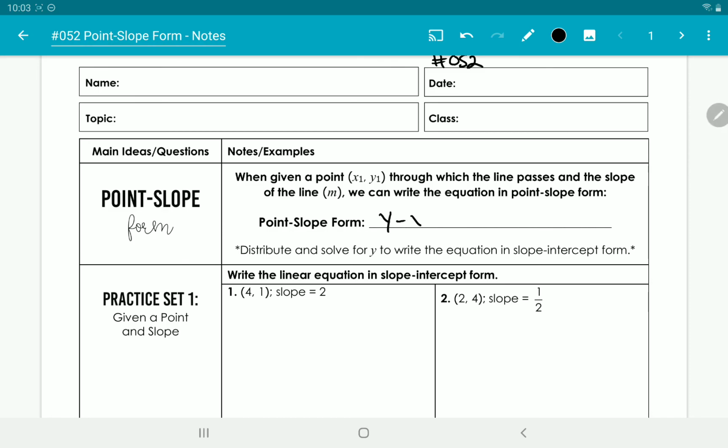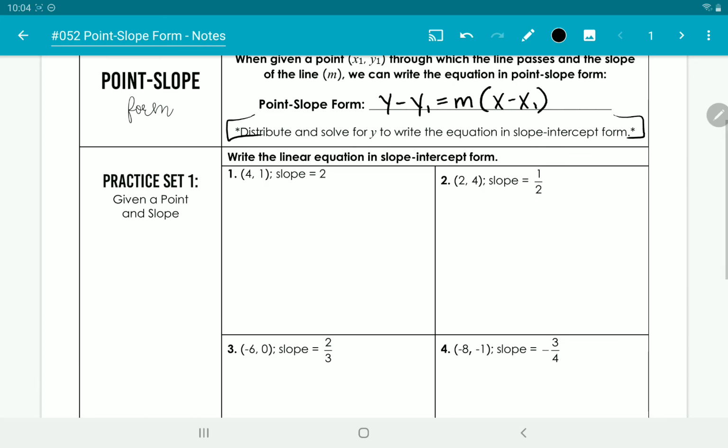That's just going to be y minus y1, so the y value of the point, equals the slope times x minus x1, which is just going to be the x value of the point we're given. And then in order to solve, we're going to distribute and we're going to solve for y in order to determine it in slope-intercept form.